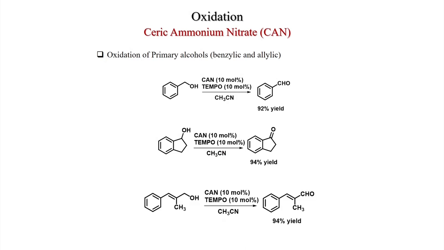And this is an example of allylic alcohol. And these two, whatever we discussed, are benzylic alcohols. So, allylic alcohol also can be oxidized with ceric ammonium nitrate and TEMPO each 10 mole percent in acetonitrile solvent, it gives 94% yield of the product.